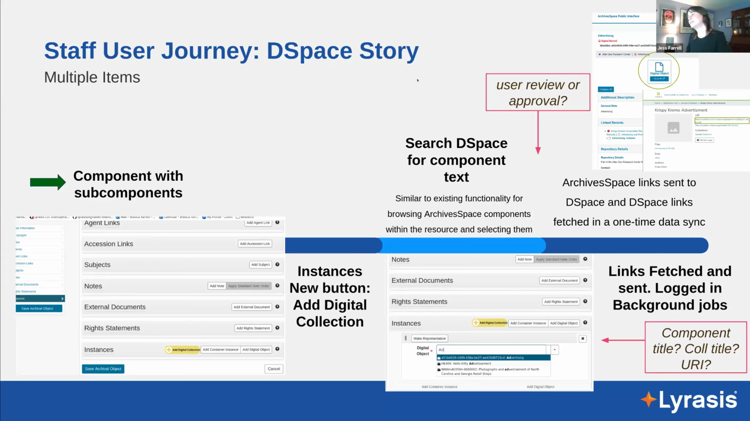Another question I have is, with dealing with bulk items like this, should there be a user review or approval step here? I don't know if there's an interface for that that already exists, so I wanted to just bring that up. It would be terrible to accidentally link thousands of digital objects that were incorrect and then have to go back and undo that. So I'm thinking about what user review or approval steps might be needed.